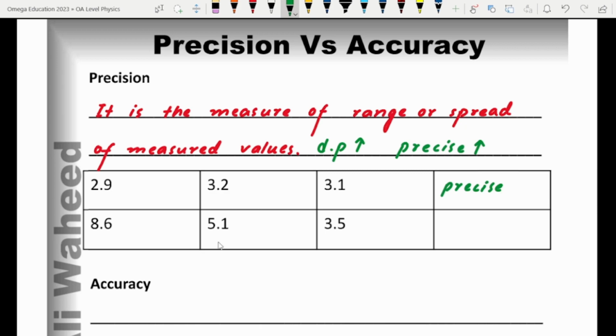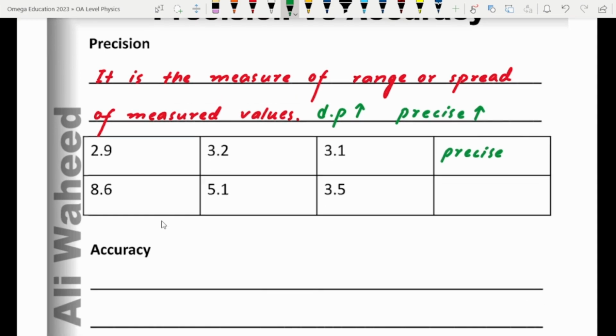Now if we compare the three readings in the second row, the first one 8.6 and 5.1, there's a difference of at least 3.5. That's such a big difference compared to the readings that we are measuring. Another very important thing is that the difference in the readings depends on the reading itself. Only then we can assume if the difference is large or just non-significant.